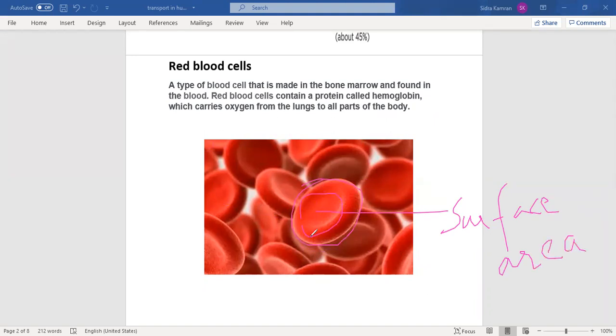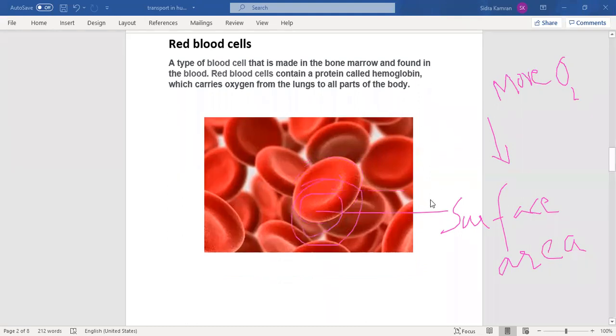we have to make it more functional to carry oxygen, because red blood cells take oxygen from the lungs and provide it to all the body parts. So its function is to carry oxygen. If there is more surface area, then more oxygen will be carried by the red blood cells, and more oxygen will be provided to the cells of the different organs of the body to do their function, to do respiration. So let's see how it works.